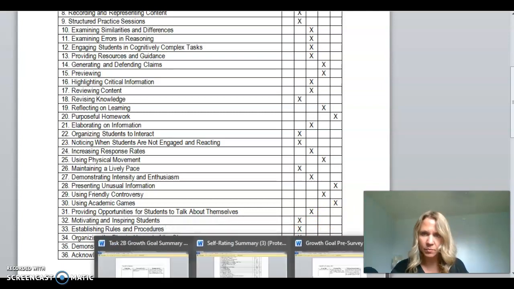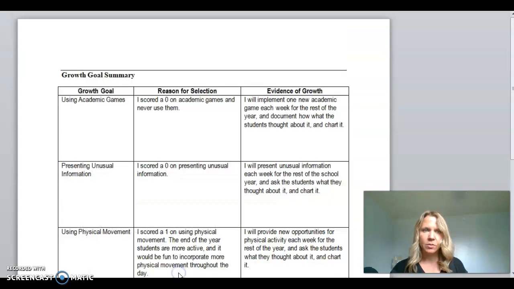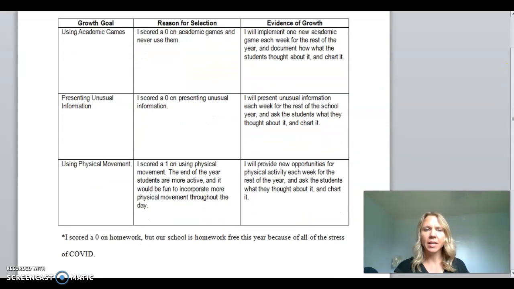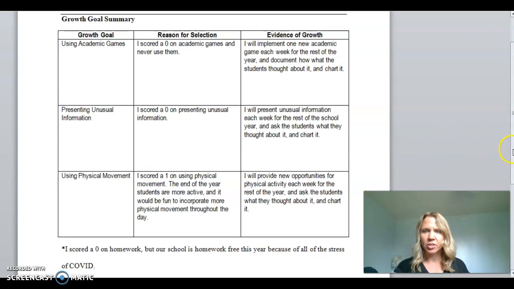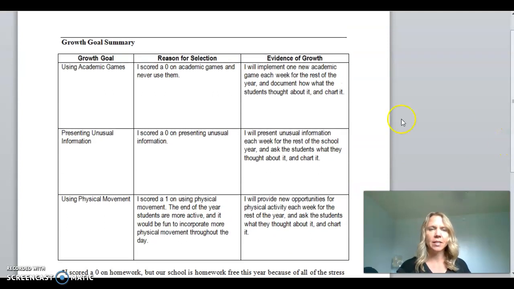So I made this chart, and it explains down here why, even though I had a 0 in homework, it's because our school chose to be homework free to get through COVID, but we'll change that next year. So the three I chose, based on that survey, are academic games, presenting unusual information, and using physical movement.